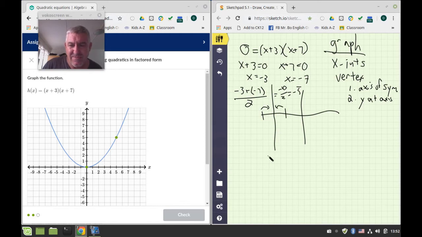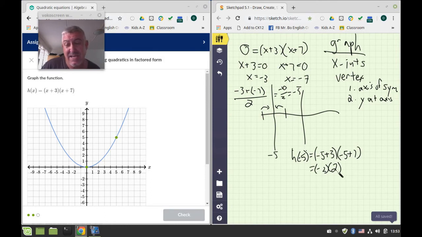So this is at -5, and now I want to find that y at this point. So h of -5 is -5 plus 3 times -5 plus 7, which is equal to -2 times 2. And there we go again. We got the same numbers. One is negative and one is positive. 2, -2, and 2. They're coming in pairs.